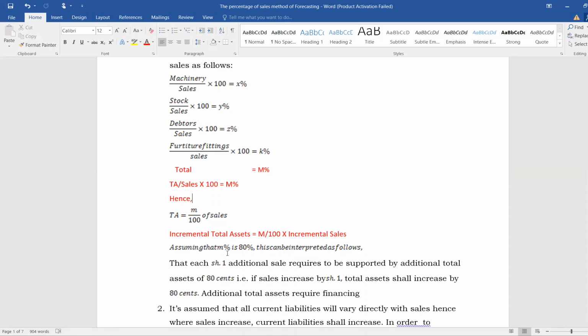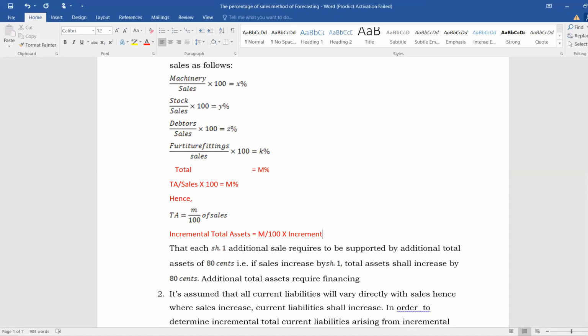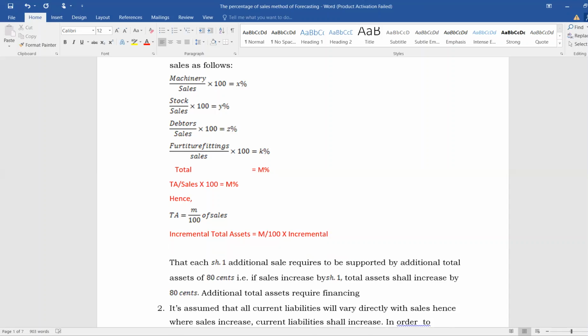And that's why I'm saying, assuming that M% is 80%. When you did these percentages, you summed up and found 80%.